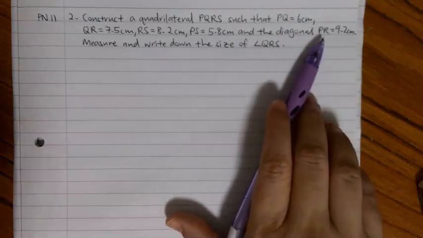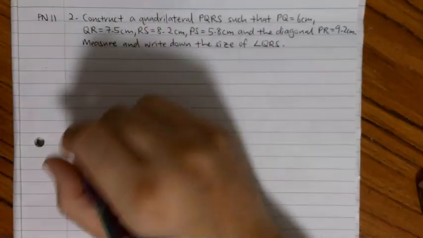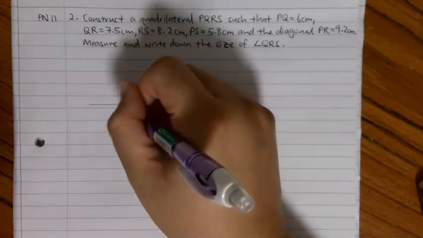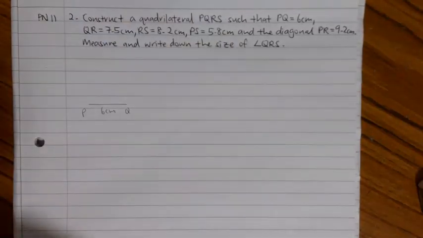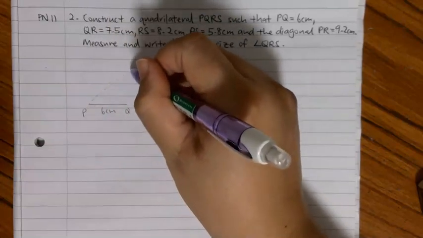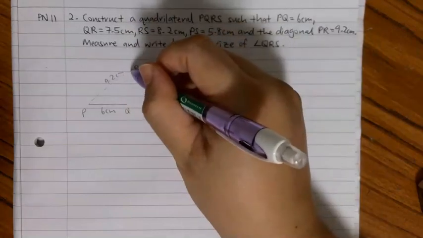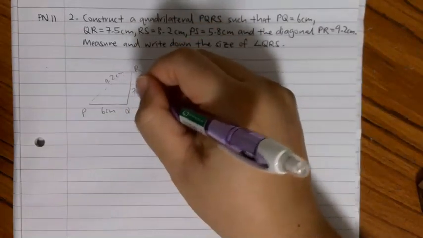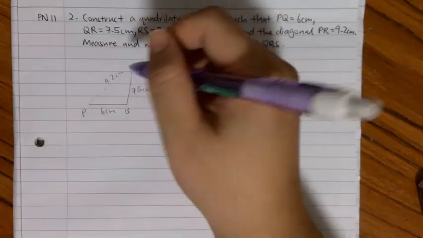So my diagonal PR is 9.2. Let's try. PQ is 6 cm. Then QR is 7.5. I don't know how long that is, but I know PR is 9.2. I do not know whether the angle is correct, but I'm just doing my best to write out the length. Then RS is 8.2.